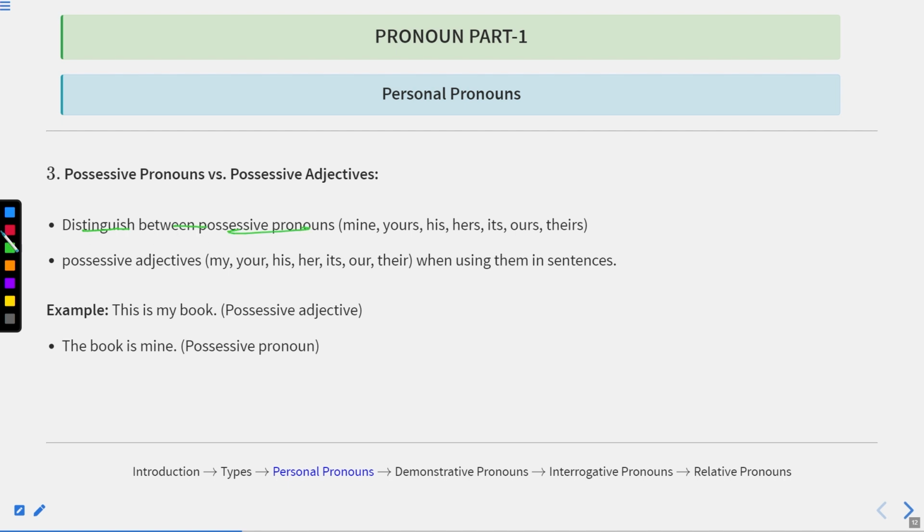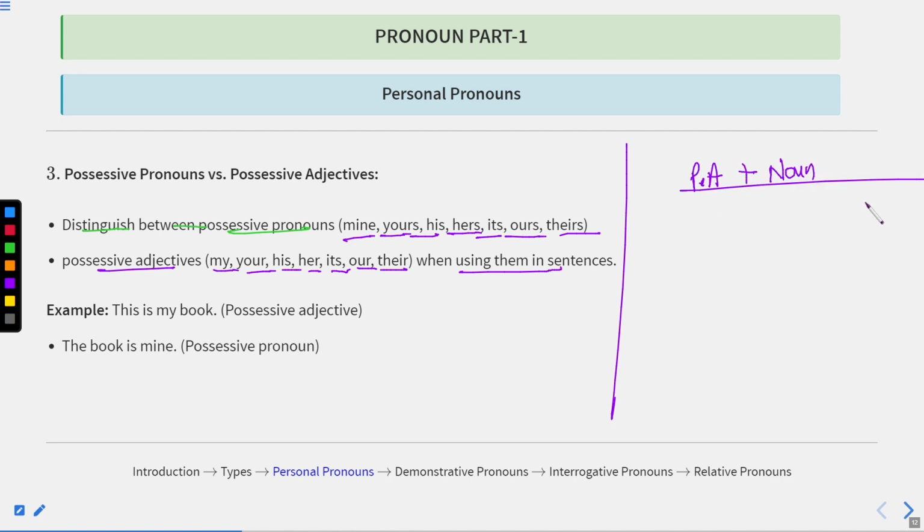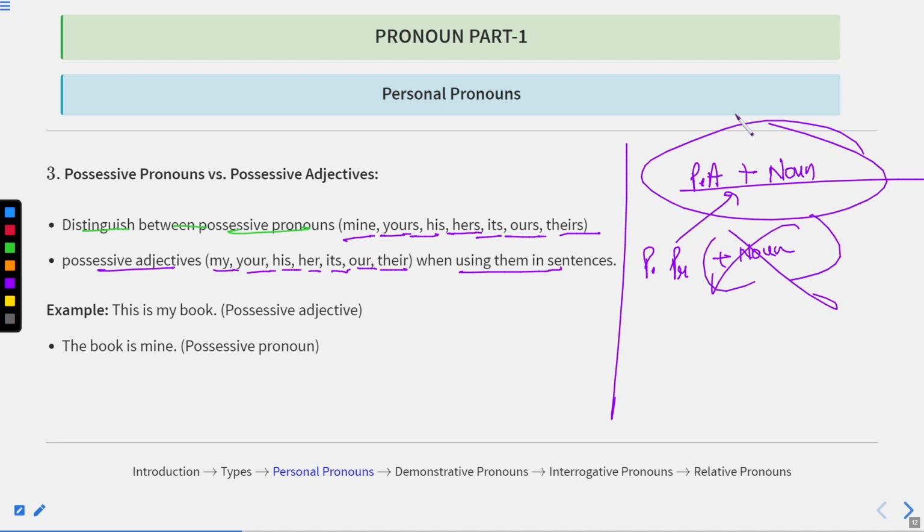First of all, we'll distinguish between possessive pronouns: mine, yours, his, hers, its, ours, theirs. So these are actually possessive pronouns. Possessive adjectives are my, your, his, her, its, our, their when using them in sentences. Whenever we write any possessive adjective, it is always followed by a noun. But if I use a possessive pronoun, we do not use a noun after it. In fact, this possessive pronoun is the substitute of a possessive adjective plus noun.